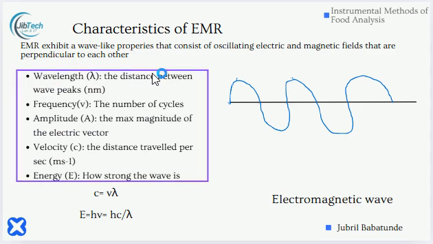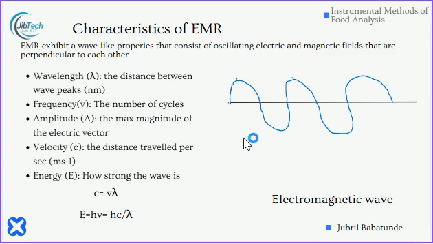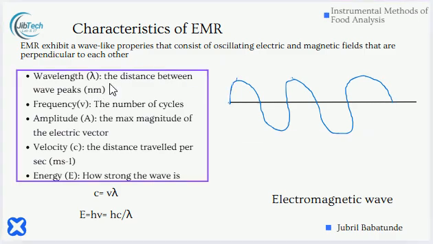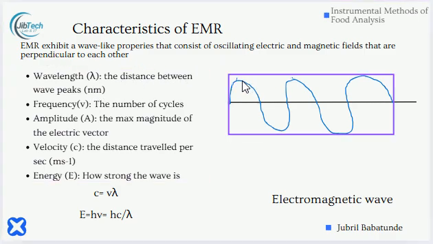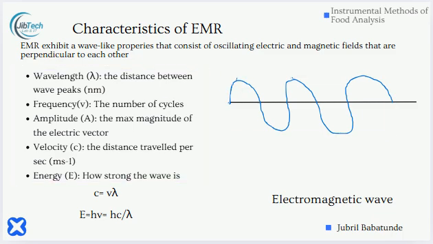The first one is the wavelength. The wavelength is basically the distance between wave peaks, and the unit is nanometer. Now, when we say the distance between wave peaks, this is what that means. These are wave peaks. These are wave peaks. These are wave peaks, right?